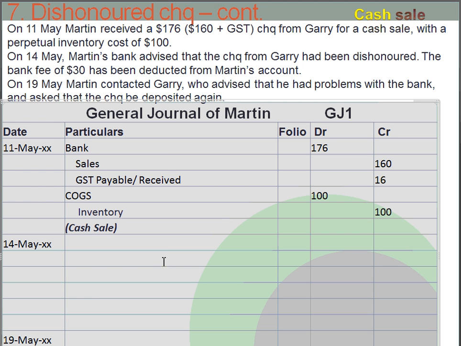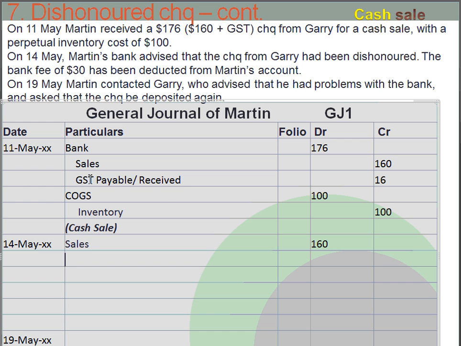All right, 14th of May, guess what? The check has been dishonored. So what we need to do, we'll have to take the money from Martin's bank account. To take the money from the bank account, we will have to credit the bank. Really what we'll have to do, we are reversing this transaction here. So we're saying cash sales really did not happen. So to reduce sales, we debit sales by $160.